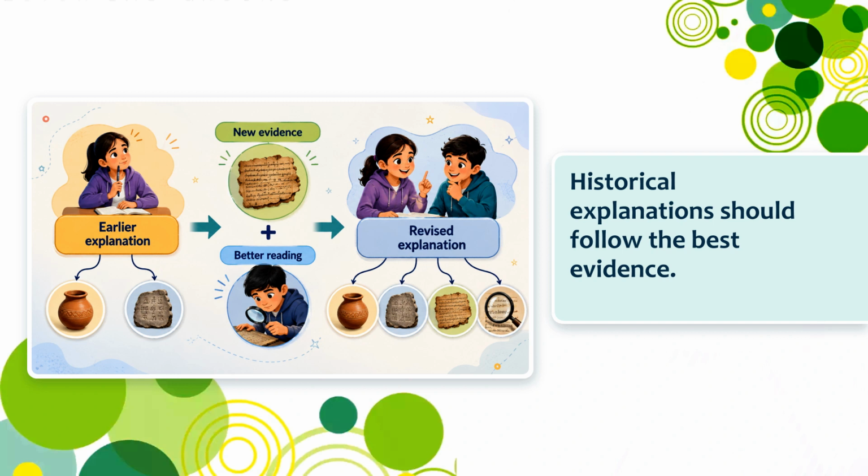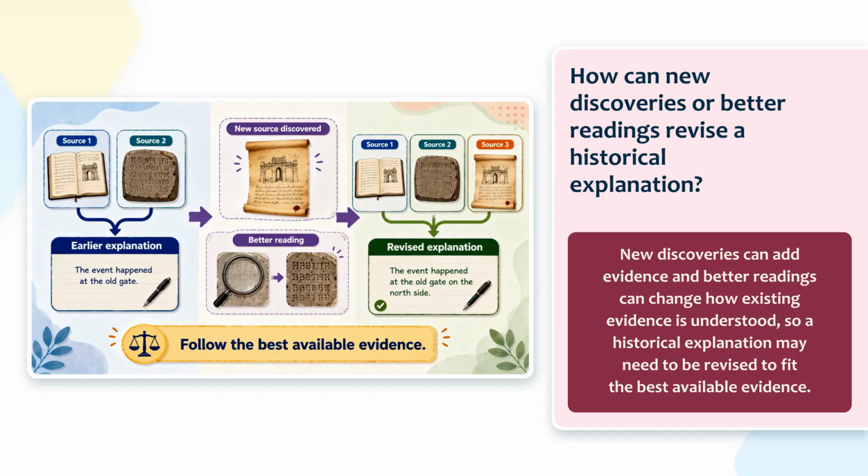The revision rule keeps claims accountable to sources. Historical explanations should follow the best evidence. Revision keeps claims aligned with what the strongest available evidence supports. Compare the earlier and revised explanation cards. How can new discoveries or better readings revise a historical explanation? The changed evidence set gives the reason.